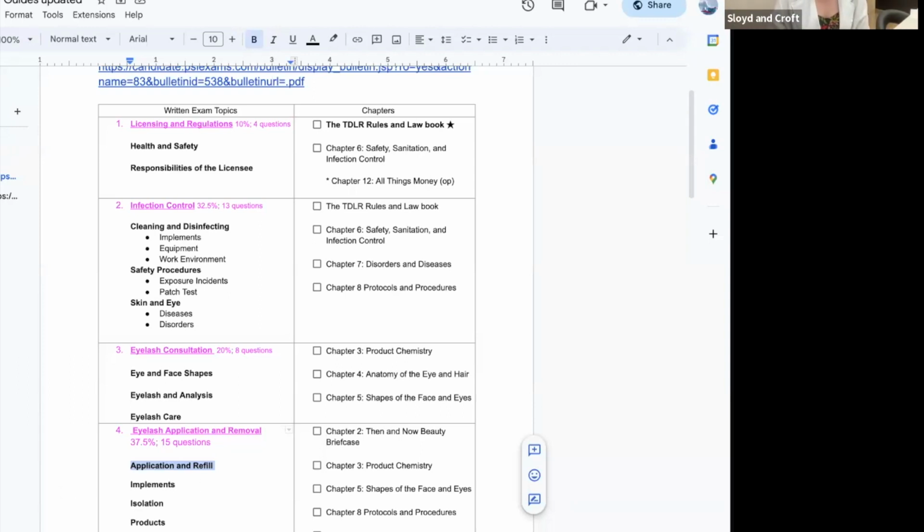That is all I think I have for you on our last section, which is eyelash application and removal. So again, if you have any questions about this section or any other sections in your practical or your written exam, please feel free to ask any of your instructors and we'll be able to help you study that section or find that information for you.